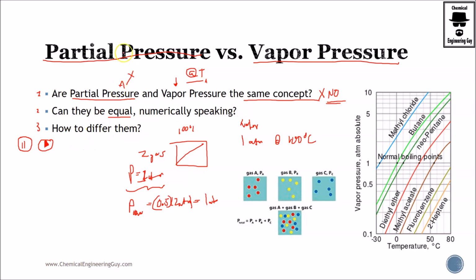How to differ them? Well, one will depend on the total amount or composition of the gas, and the other one will depend on the unique conditions of that pure substance. So if partial pressure equals X, vapor pressure will have its unique Y vapor pressure at the given temperature. And actually you can check this on tables, whereas the partial pressure will be an experimental value.